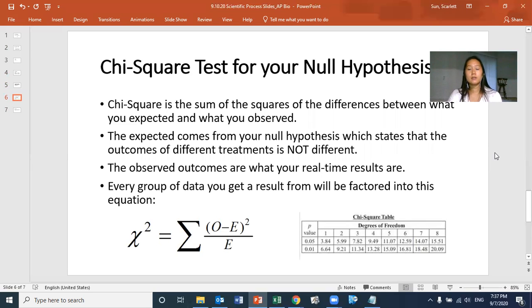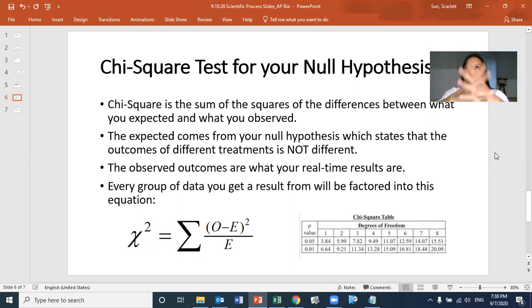So the chi-squared test is an easy way that a lot of scientists, especially biologists, use. It's basically a statistics test, actually. So if you ever take AP Stats with Dr. Bird and you see this, you're going to know what it is. Or if you already took it with him, then you already know what this is, right? So chi-squared is the sum of the squares of the differences between what you expected and what you observed. And that might not mean anything right now, but it'll mean something when we actually put it into play in a lab.